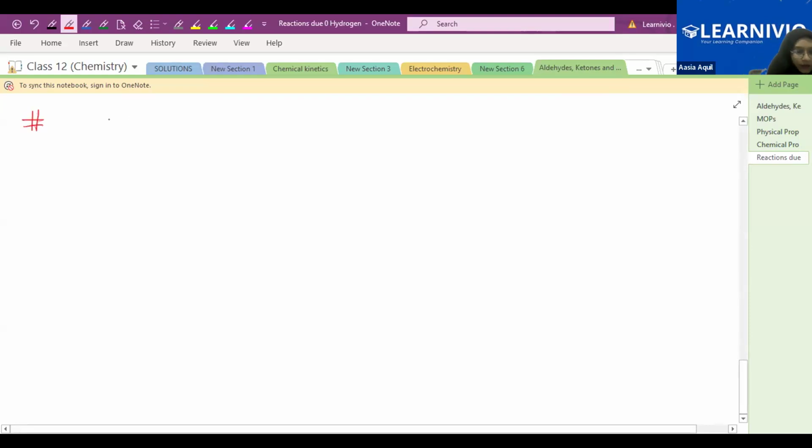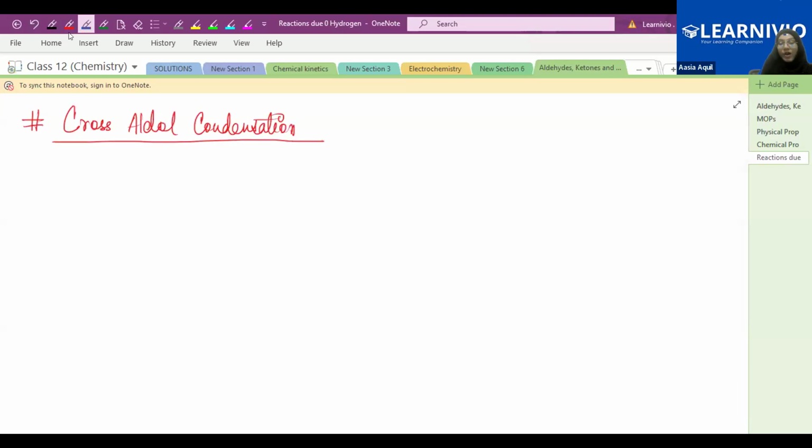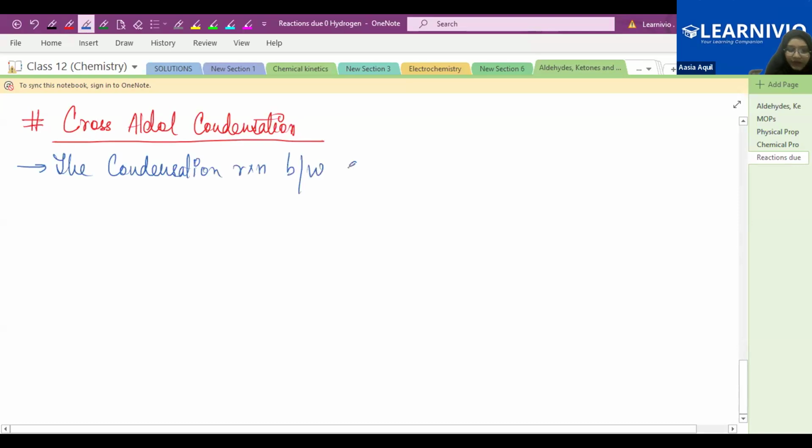Okay, so yeah, so cross aldol condensation. Cross aldol condensation, as I told you, is the condensation reaction between two different molecules of an aldehyde or ketone.